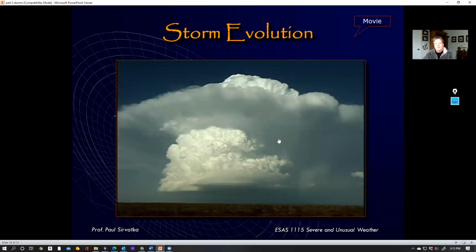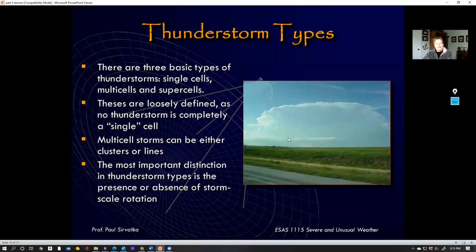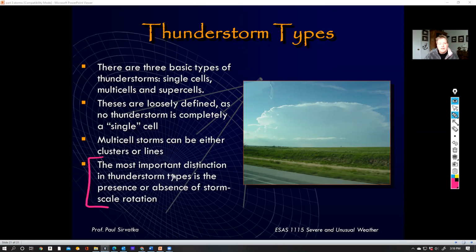Storm evolution, we don't have a video of this, that's fine. Thunderstorm types, these things we've already talked about, so just quick review. Single cell, multi-cell, supercell. Multi-cell storms are either clusters or line. And look at this question here, or this question on the test hint.